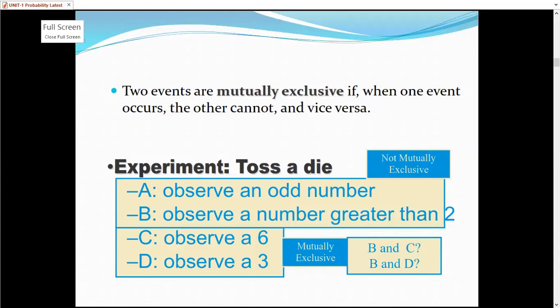Now observe B and C. What is B? Observe a number greater than 2. So what are your elements? E3, E4, E5, E6. So you have 4 elements, and in C what do you have? Only one element, that is E6. So there is a common element in B and C, right? So B and C are not mutually exclusive. Now check for B and D. D is E3, and E3 is also in B. So clearly these two are not mutually exclusive.